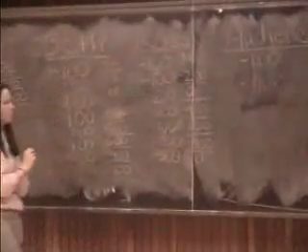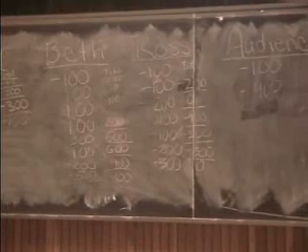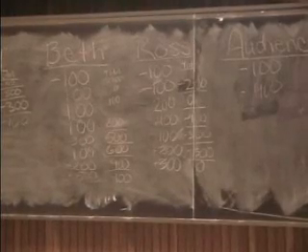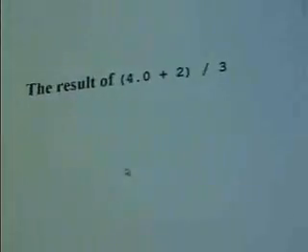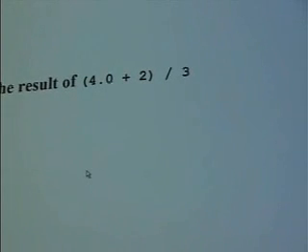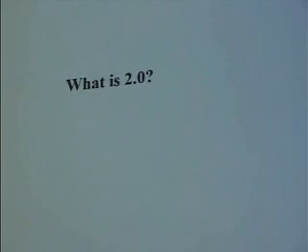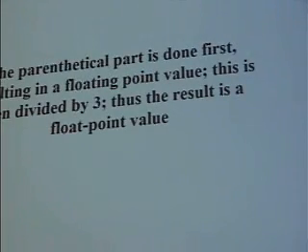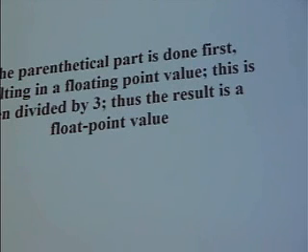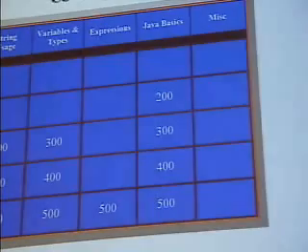Expression 400. The result of 4.0 plus 2 divided by 3. What is 2.0? Yes, that's correct. Again, what's in parentheses is done first. That ends up 4.0 plus 2 is going to give you 6.0 because there's a double in there. And 6.0 over 3 is going to give you 2.0.